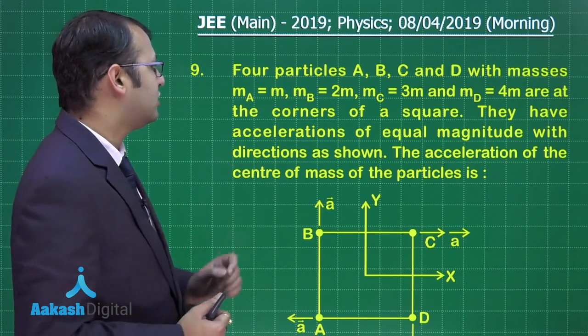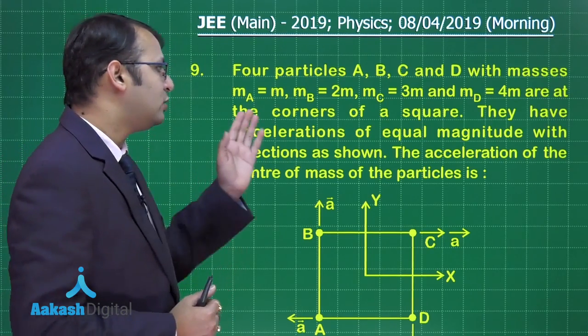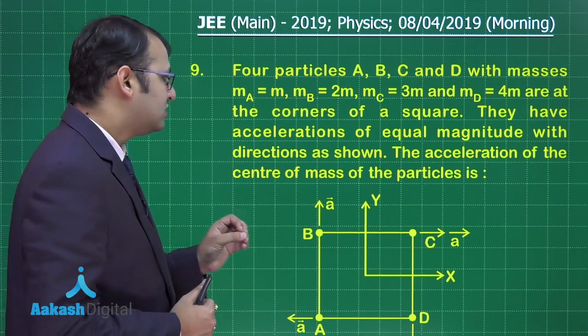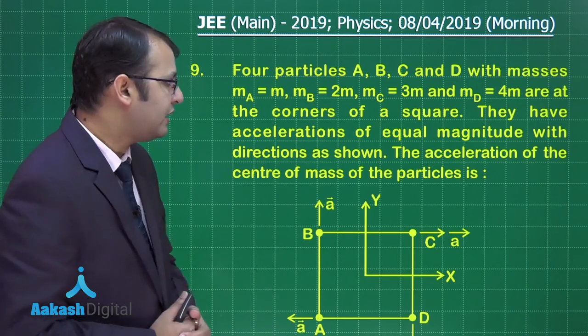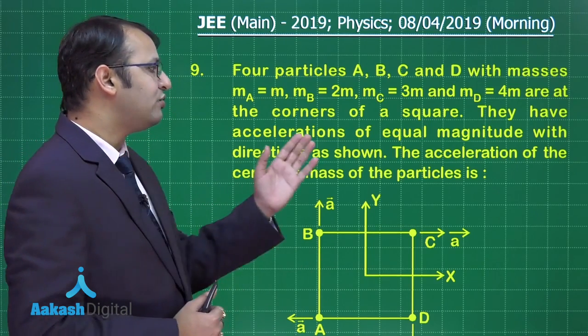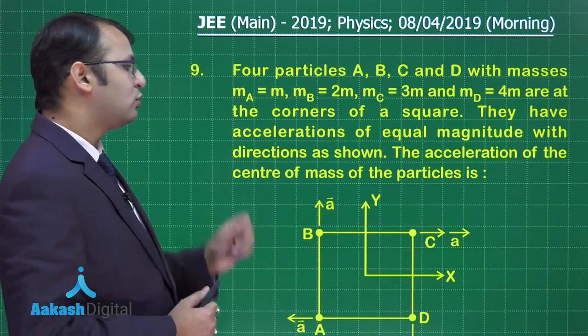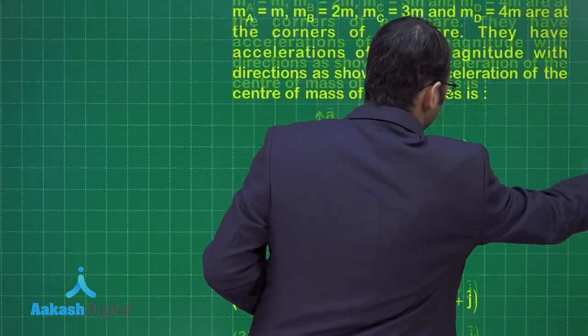Now, from the question, there are 4 particles A, B, C and D with masses M, 2M, 3M and 4M respectively. They are placed at the corners of a square, right? And they have accelerations of equal magnitude with directions as shown in the figure. So we have to find the acceleration of center of mass. Now it's a simple formula based question.